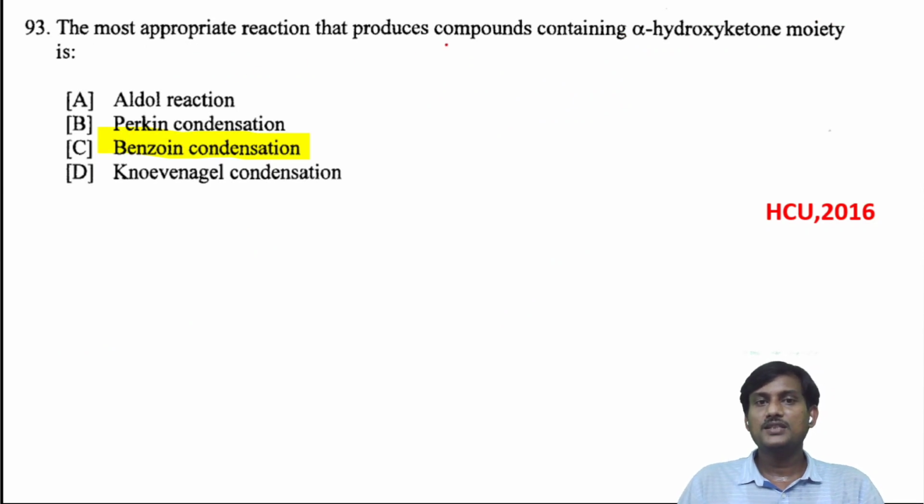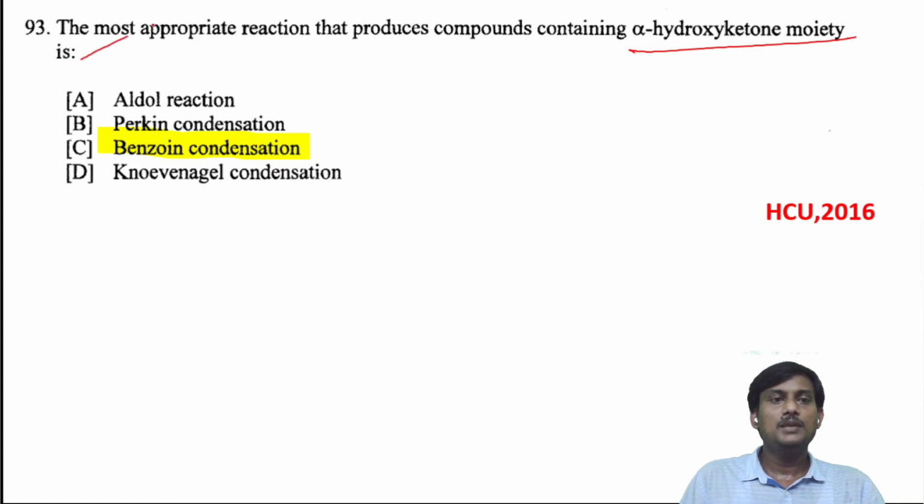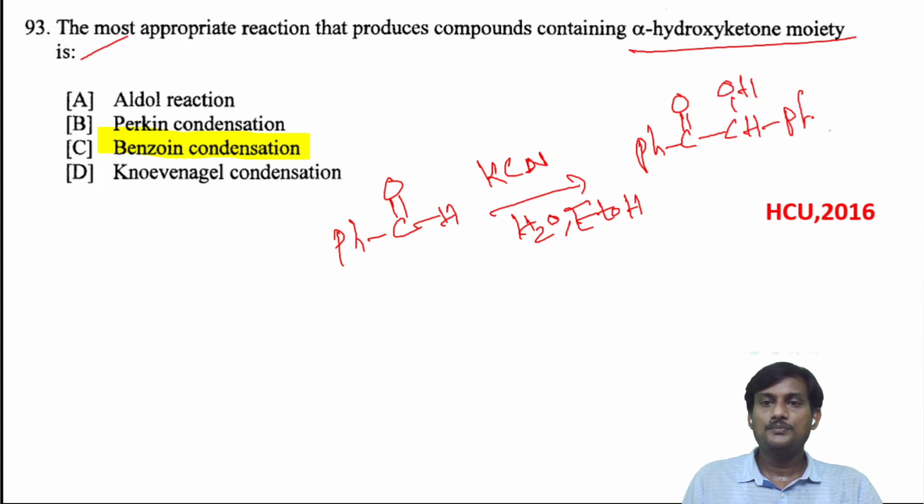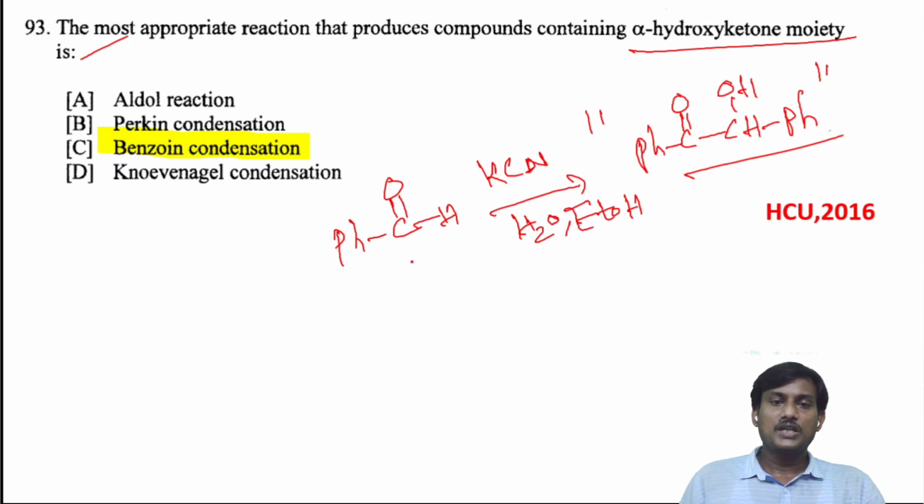The most appropriate reaction that produces compounds containing alpha hydroxy ketone moiety is benzoin condensation. When you treat aromatic aldehyde, benzaldehyde, with KCN, H2O, and ethyl alcohol, there is a formation of PhC double bond O, CHOH, and here there is a Ph. There is a formation of benzoin. The conversion of benzaldehyde into benzoin in presence of potassium cyanide is called benzoin condensation.